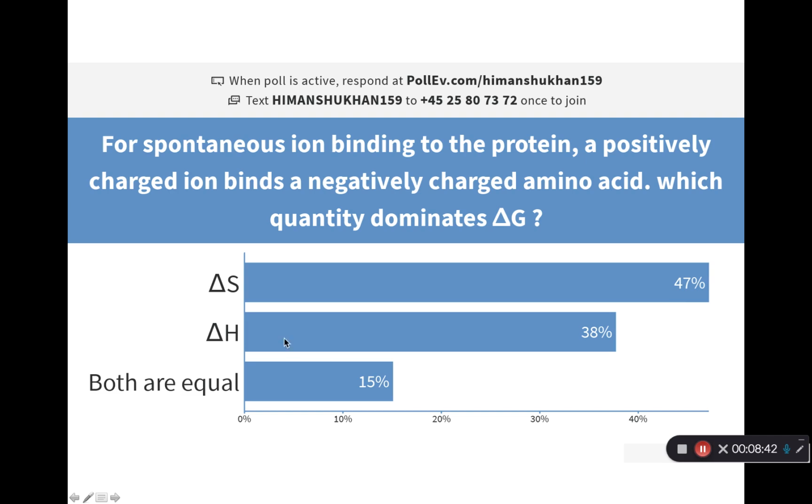Okay, so you were not supposed to see the results of this, but anyway, for spontaneous ion binding to a protein, a positively charged ion binds to a negatively charged amino acid. Which quantity dominates? Delta G. So most of the students in a previous lecture last year thought it was entropy, but in fact it is enthalpy which is dominant because of the electrostatics.